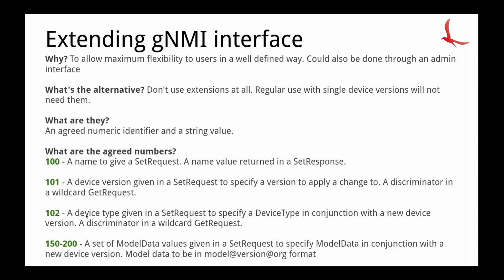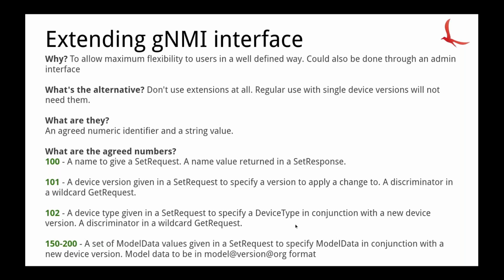Device type is a kind of label that a device can have inside our system, and this allows us, if we're creating a new version, to set a device type, and also to specify a model data set on a new configuration. And I will give examples in a minute to illustrate it in more detail.